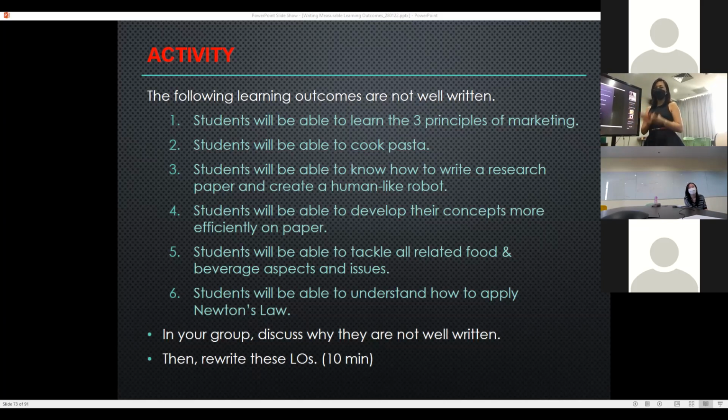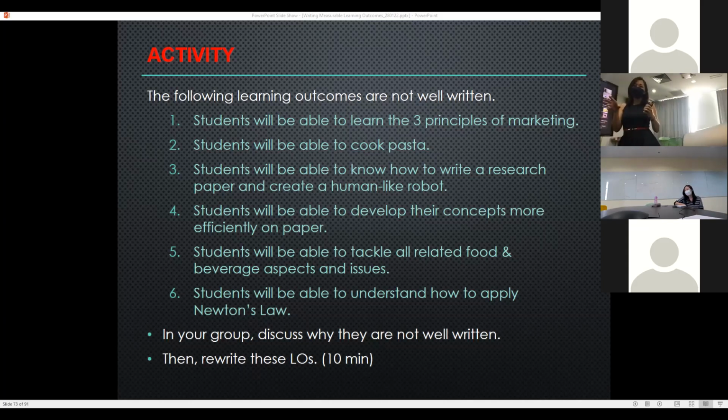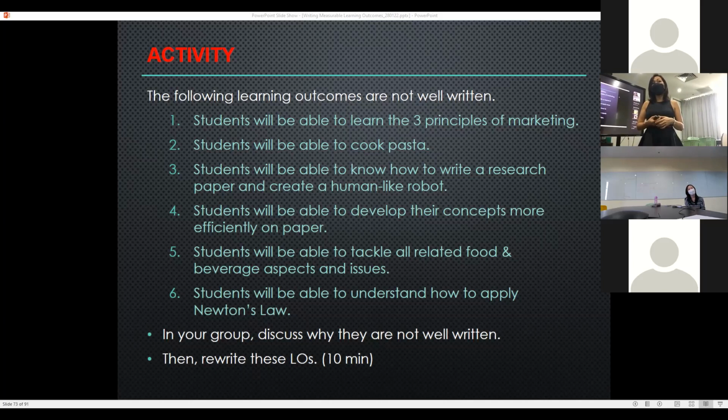Good try, everyone. Give yourself a clap. Well done. At least you all can see what's wrong with all these LOs, and try to think about ways to actually write them in a more defined or measurable way. So with that, I hope that you will have a chance to go back and look at your own courses, look at the CLOs, and think about these things that we have gone through today. Do you think that they are well written or not?